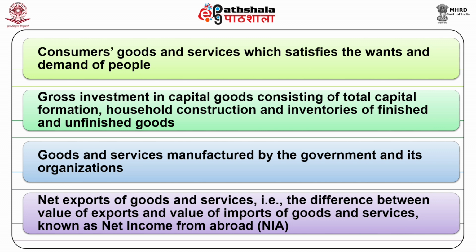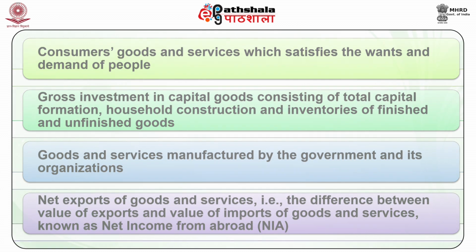Second, gross investment in capital goods consisting of total capital formation, household construction and inventories of finished and unfinished goods. Third, goods and services manufactured by the government and its organizations. Fourth, net exports of goods and services, that is, the difference between the value of exports and the value of imports of goods and services known as net income from abroad.